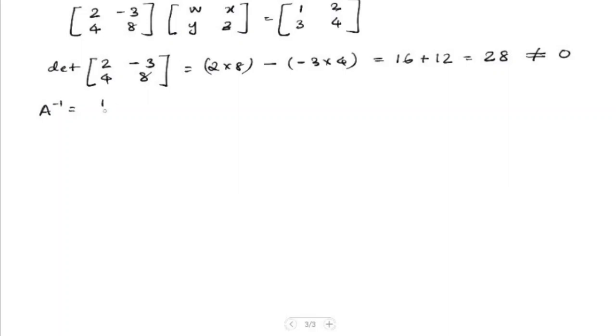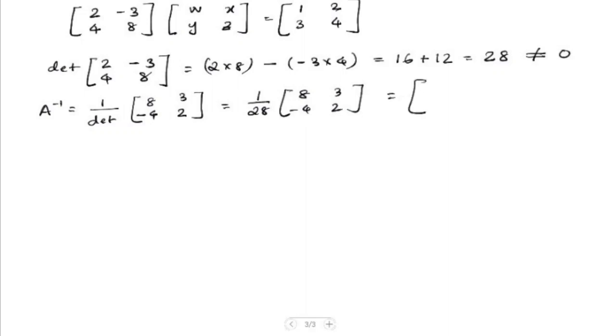It's equal to 1 over the determinant times the matrix of cofactors. I won't show you how to find the cofactors, but for a 2x2 matrix it's easy. We take the 8 from down below and put it above, push the 2 down here, and change the signs of these two elements. So those are the cofactors, and then what we get is 1 over 28 times 8, minus 4, minus 3 and 2, which is equal to 8 over 28, minus 4 over 28, minus 3 over 28 and 2 over 28. So that's our inverse.